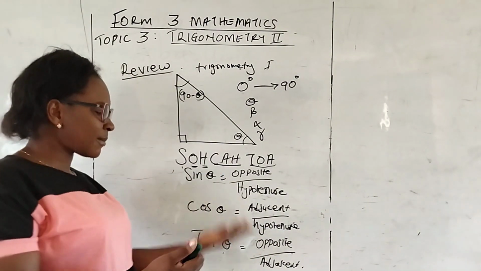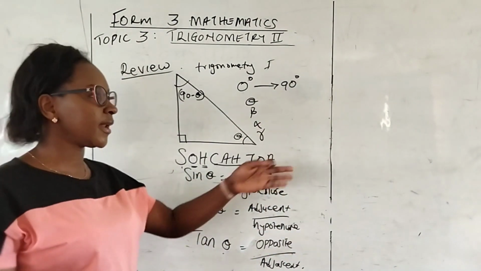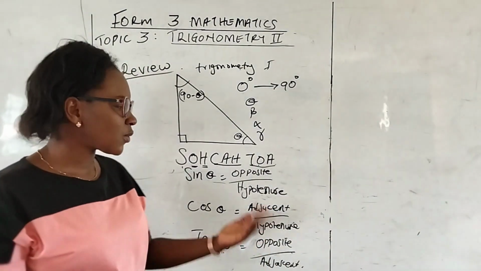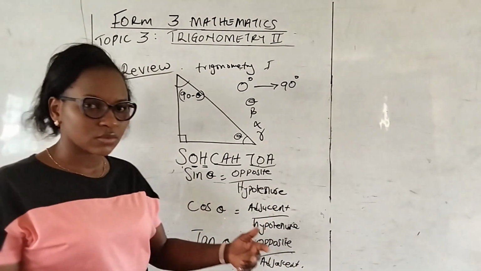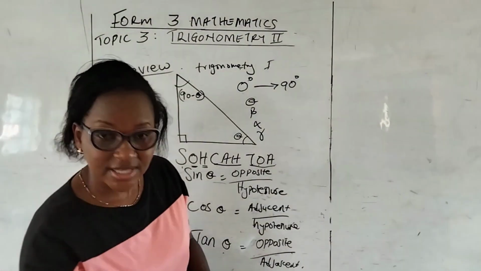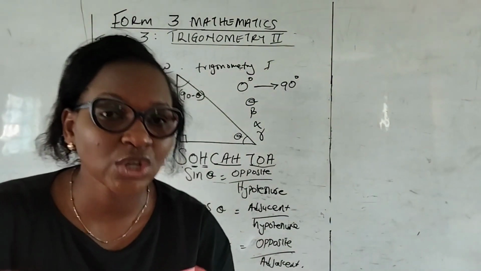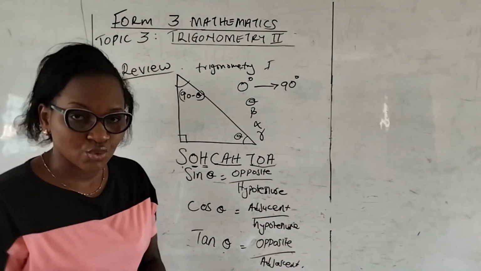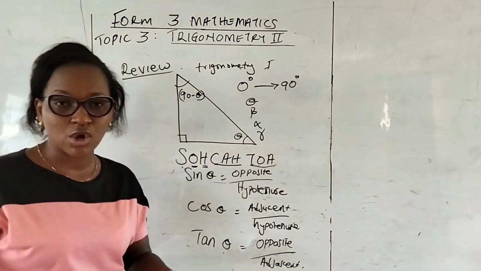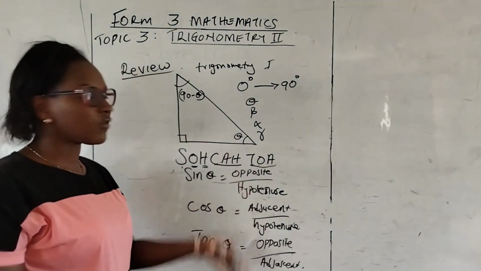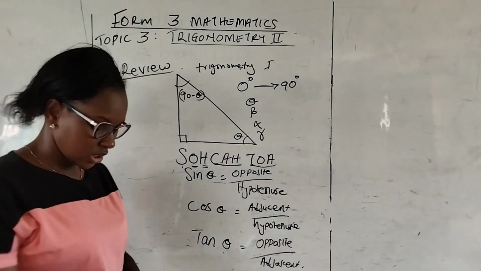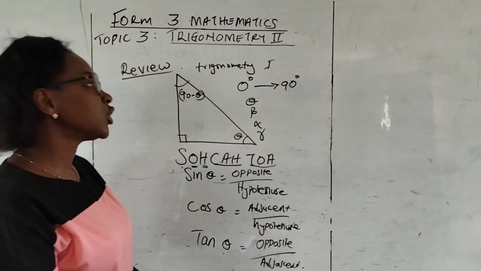There are some other things that you learned in trigonometry 1, like the special angles, how we can get angles 30, 60, such angles. So now I want us to look at trigonometry 2. In trigonometry 2, it is not a must we use a right angled triangle. We can have any type of triangle. That is what we deal with in trigonometry 2.